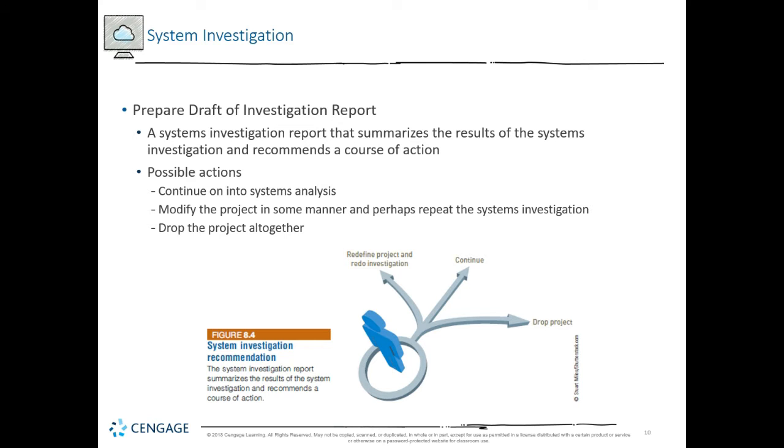System investigation: prepare a draft of the investigation report. A system investigation report summarizes the results of the system investigation and recommends a course of action: continue on to system analysis, modify the project in some manner and perhaps repeat the system investigation phase, or drop the project altogether. Figure 8.4, system investigation recommendation.